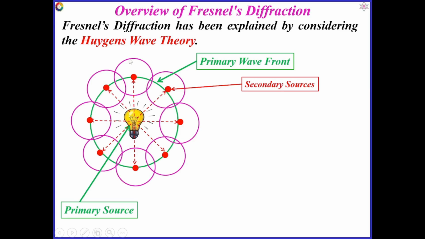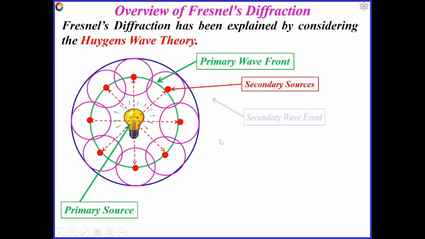So if I join all the points on the circumference of small circles like this, then this resultant wave front, the blue color one, the blue color circular curve you just watch, this will be called your secondary wave front for this primary source.